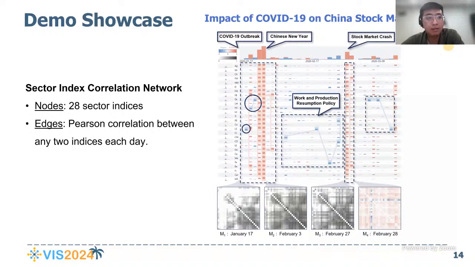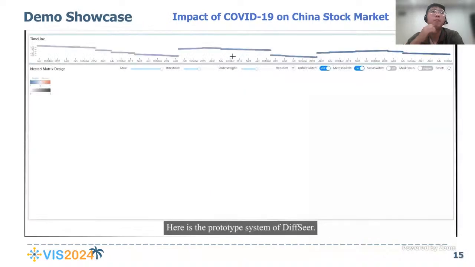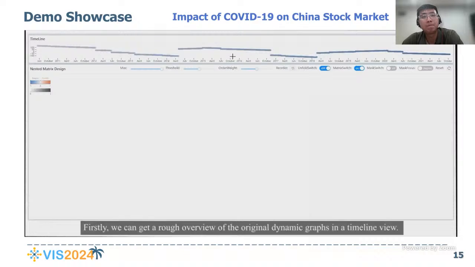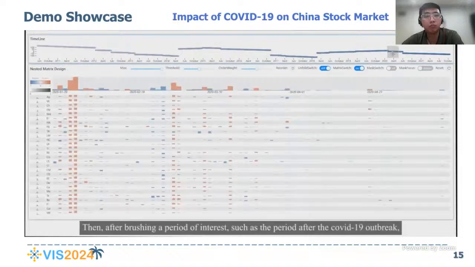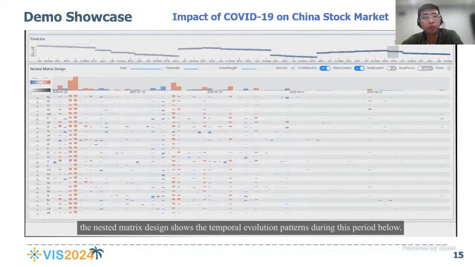Okay, let's see the video. Here is the prototype system of DiffSeer. Firstly, we can get a rough overview of the original dynamic graphs in a timeline view. Then, after brushing a period of interest, such as the period after the COVID-19 outbreak, the nested matrix design shows the temporal evolution patterns during this period below.